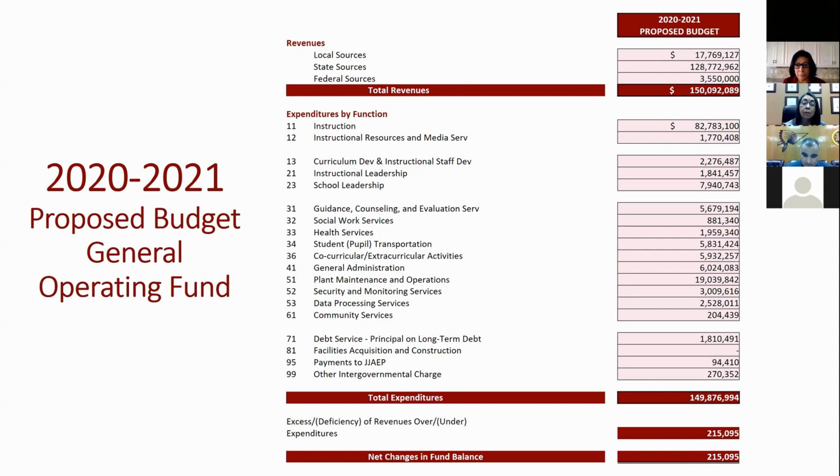We did not budget anything for facility acquisitions or construction. Our payments to the JJAEP, function 95, $94,000. And other intergovernmental charges, function 99 at $270,000, for total expenditures of $149,876,994, which creates a surplus of $215,095.